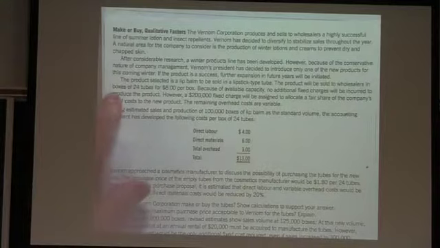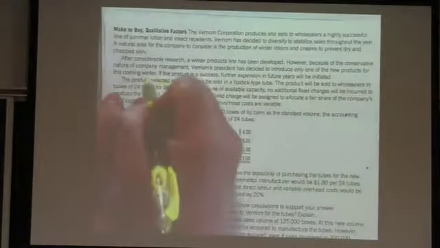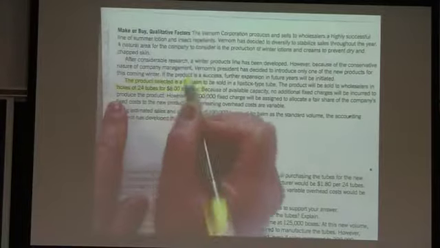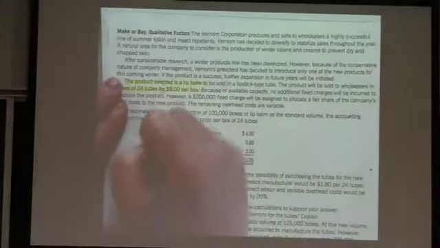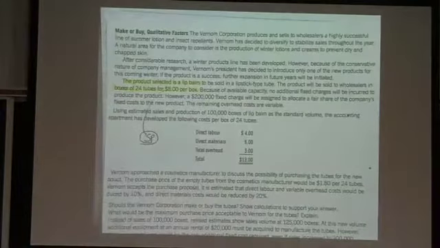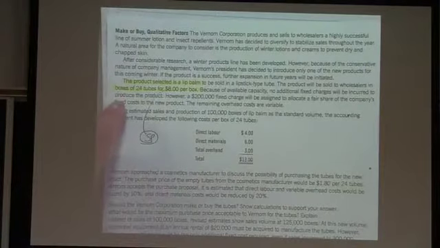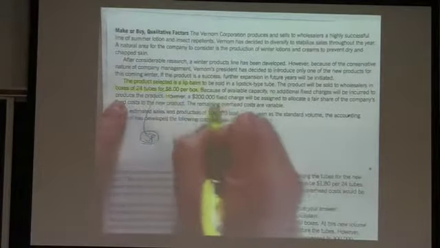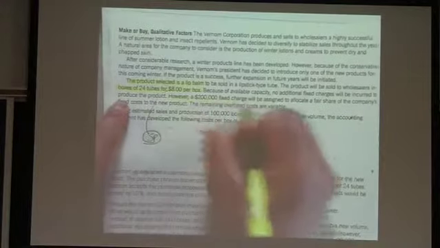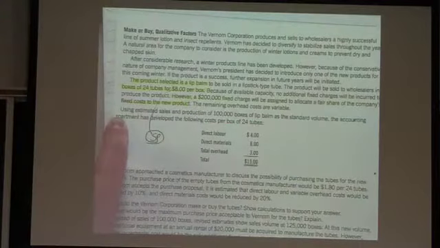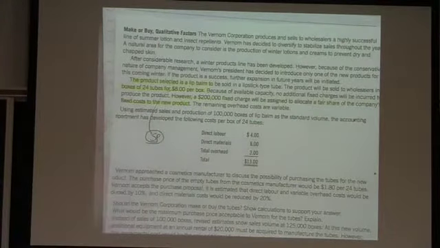The product selected is a lip balm. So that's what they decided to introduce this year. The product will be sold to wholesalers in boxes of 24 tubes. That's the sales price, so let me write that down. Because of the available capacity, no additional fixed charge will be incurred to produce the product. However, a $200,000 fixed charge will be allocated for their share of the company's fixed cost for the new product. The remaining overhead will be variable cost.